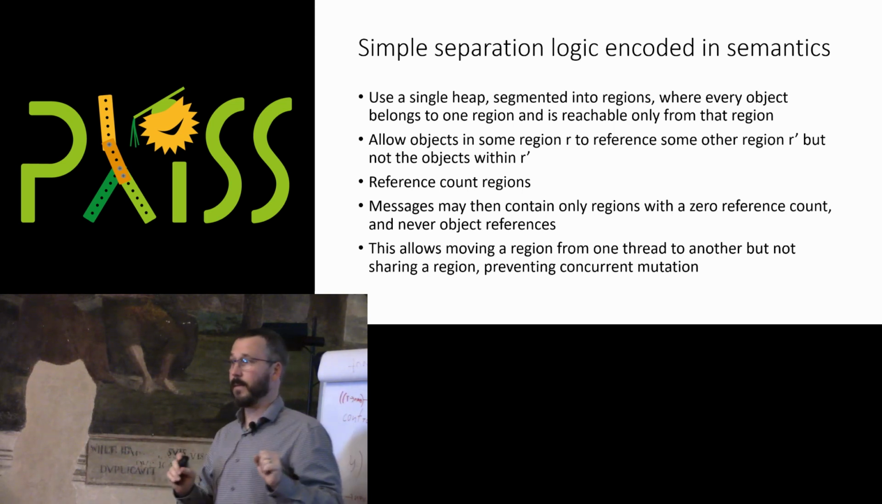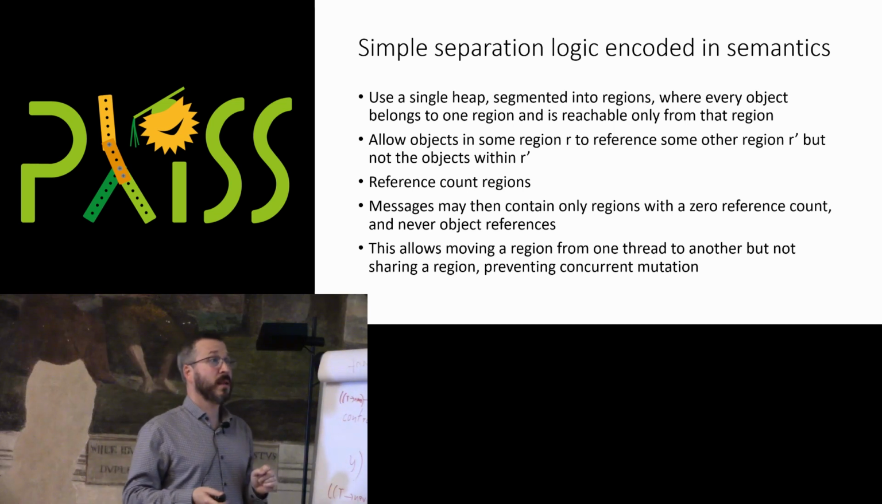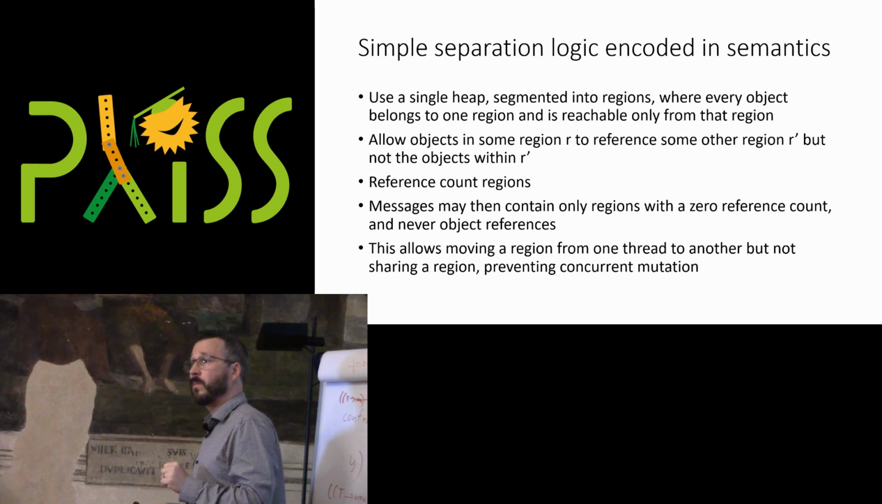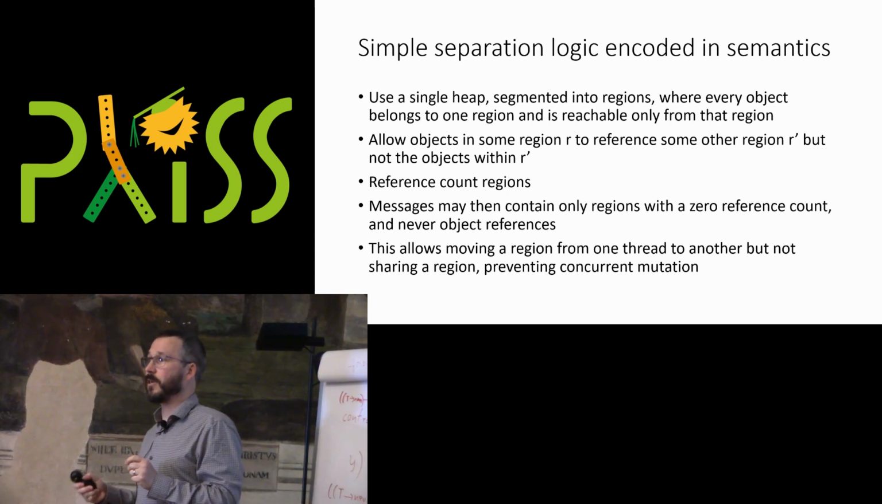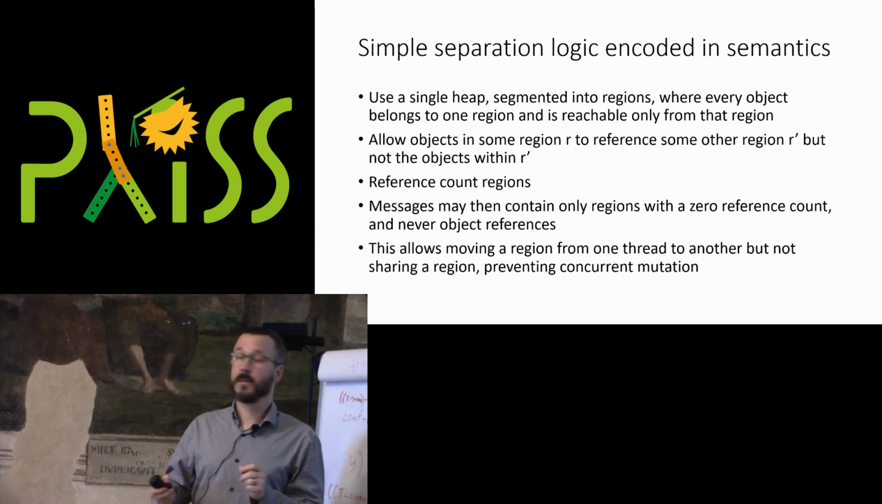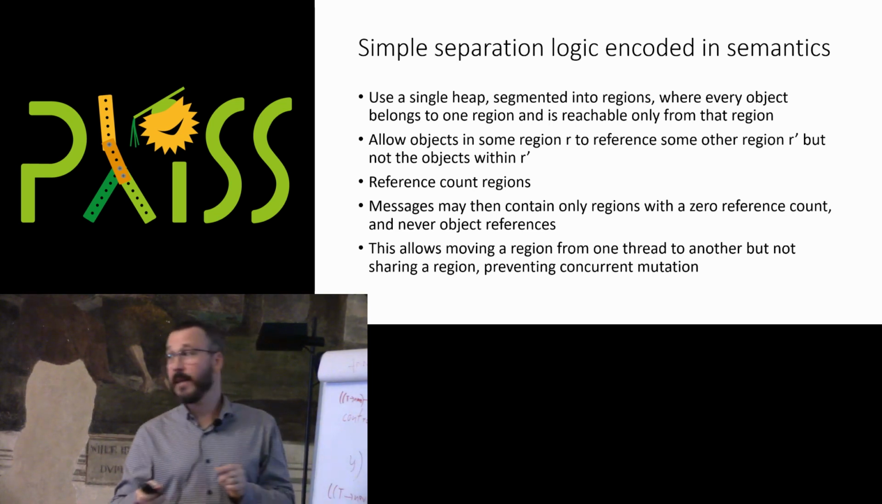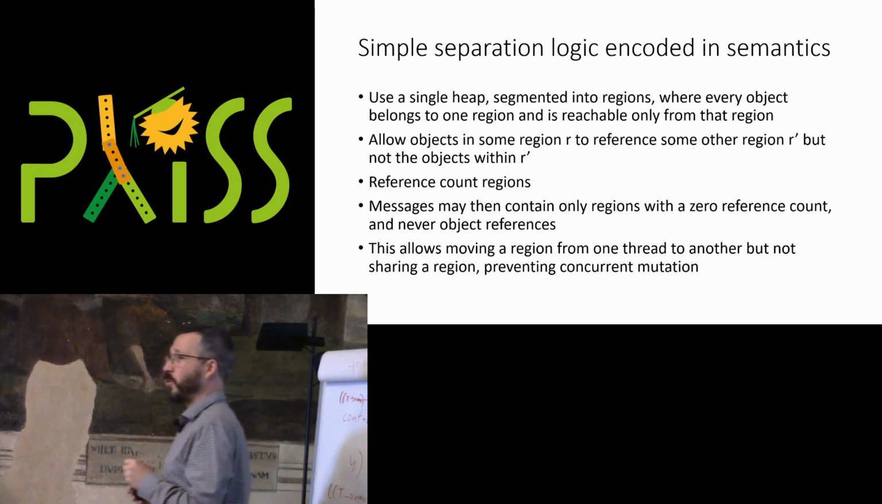The object graph that you want to be isolated and the object graph that you don't want to be isolated. Reference count regions, and now a message can only contain a region with a zero reference count. Well, hey, you've encoded separation logic into your dynamic operational semantics. That's pretty neat. You can move a region from one thread to another, but you can't share it. You've completely prevented concurrent mutation. That's a pretty neat model.